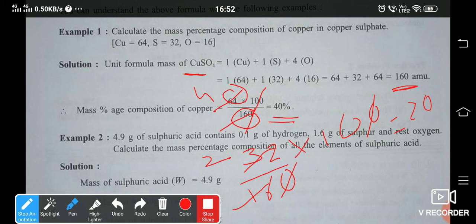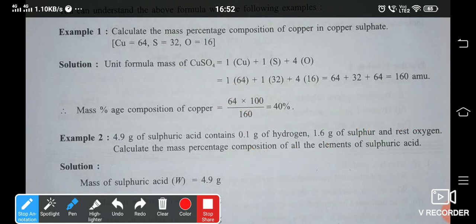Now please check. I got 40% for copper and 20% for sulfur. Now let's check about oxygen. How much is the oxygen present? I know the answer would come out to 40. How did I calculate 40? Because for copper I got 40, for sulfur I got 20. So 40 plus 20 is 60. So the remaining is oxygen. That is 40% because there are only three elements.